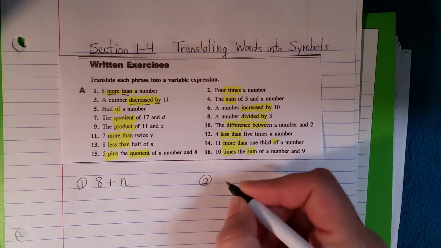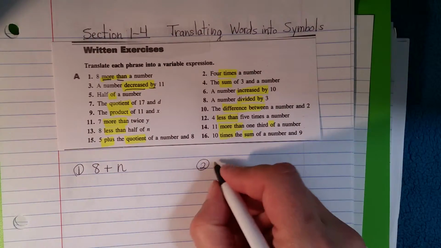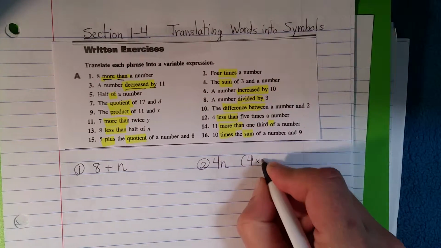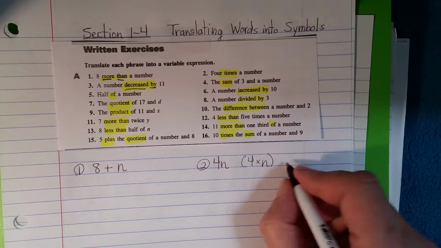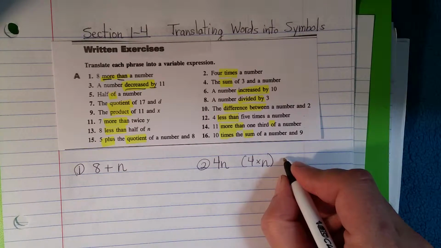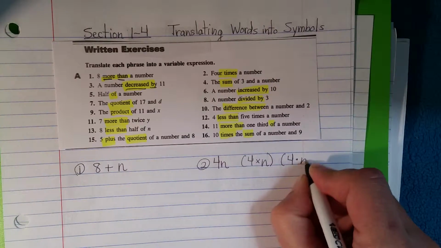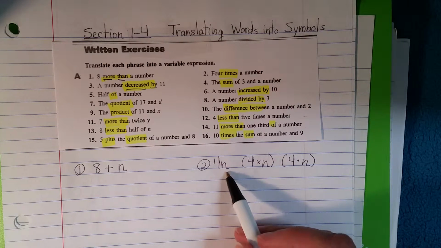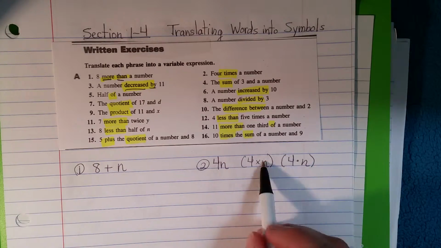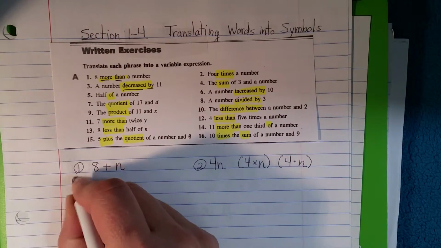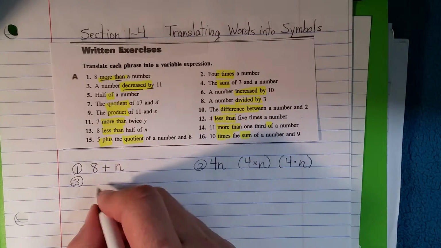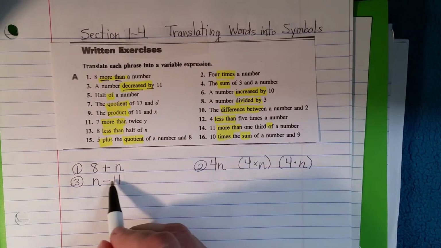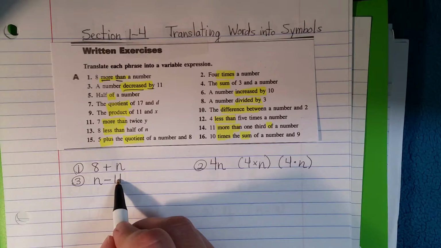Number 2 is over here. 4 times a number, 4n. Now you could put 4 times n, or you could even put 4 dot n. Those are fine also. This is probably the best way to write it though, the most concise way to write it, but these are okay too. A number decreased by 11, that means you're taking 11 away from a number, so I have to put the minus 11 after the variable.